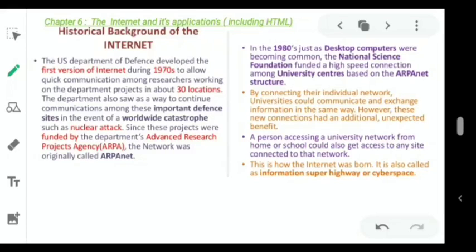In the year 1980, just as desktop computers were becoming common, the National Science Foundation funded a high-speed connection among the university centers based on this ARPANET structure.